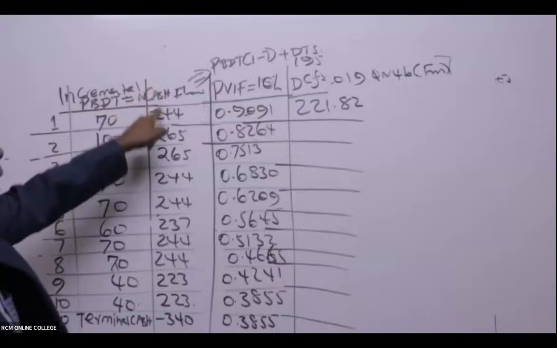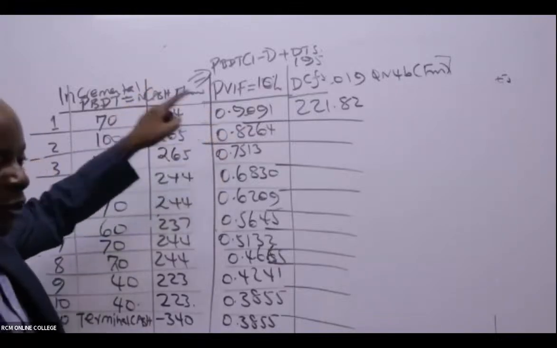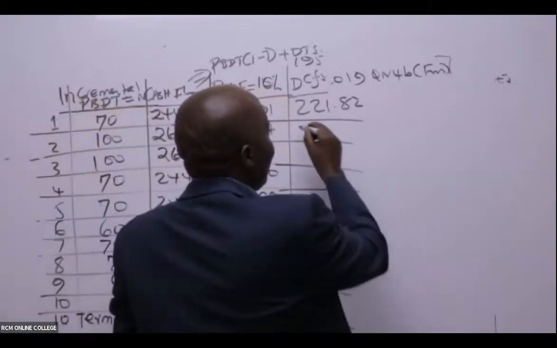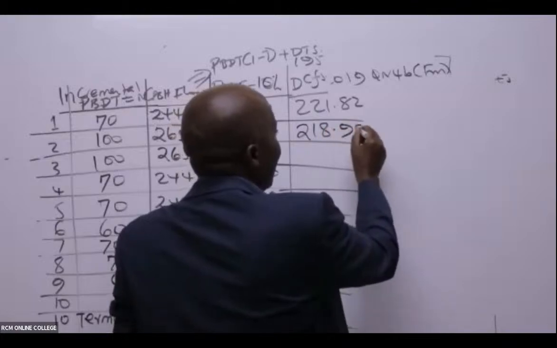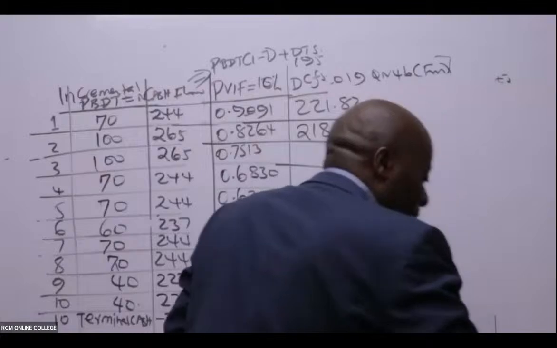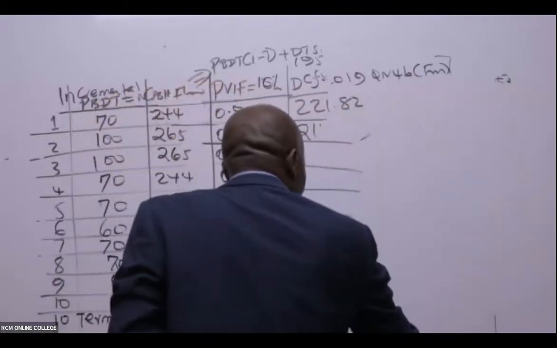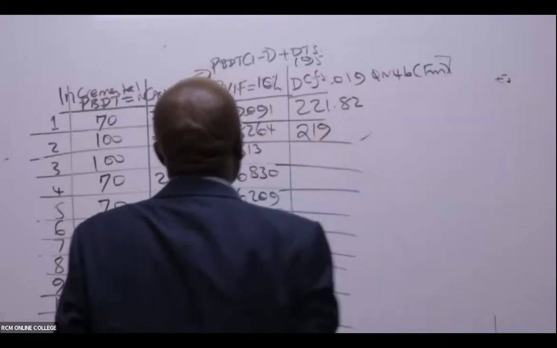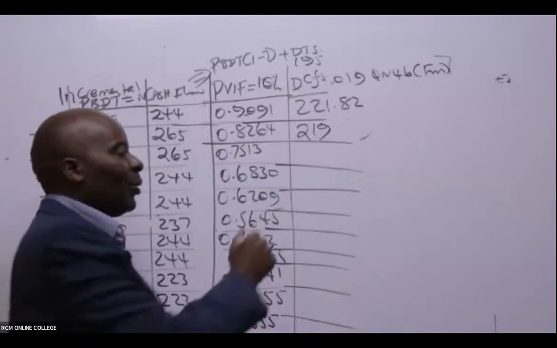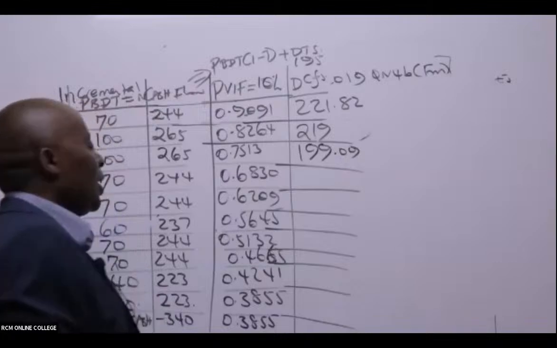From there, you go to the second one. You are taking the cash flow times the PV, present value interest factor. I'm getting 218.99. Is it 219? I don't know. They're saying it's 219, Mwalimu. This should be 219. Then you go to year number 3. Year number 3, we have 199.09. Then we go to year number 4.